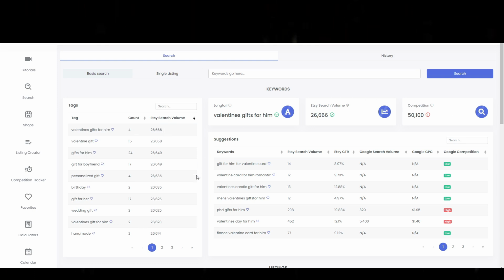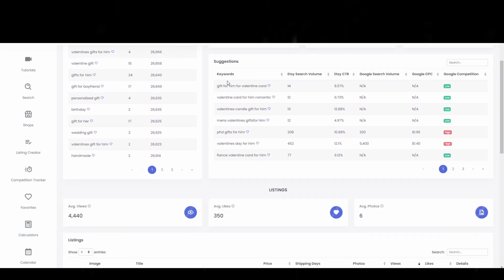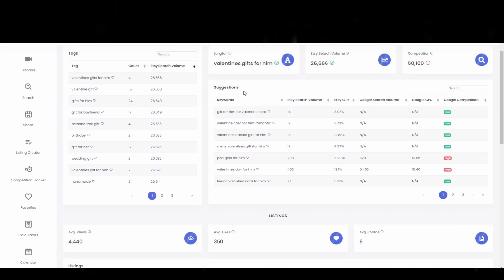Let's go ahead and bring our attention to the right side of the screen here. Here we have the long tail keyword followed by the Etsy search volume and the competition. And right under it, we have here our suggestions. These suggestions are keywords that can potentially relate to our listing. And then we see here the Etsy search volume, which means the number of times that keyword was specifically searched for, the Etsy click-through rate on that keyword, the Google search volume if it happens to exist, the Google cost per click, and the Google competition.